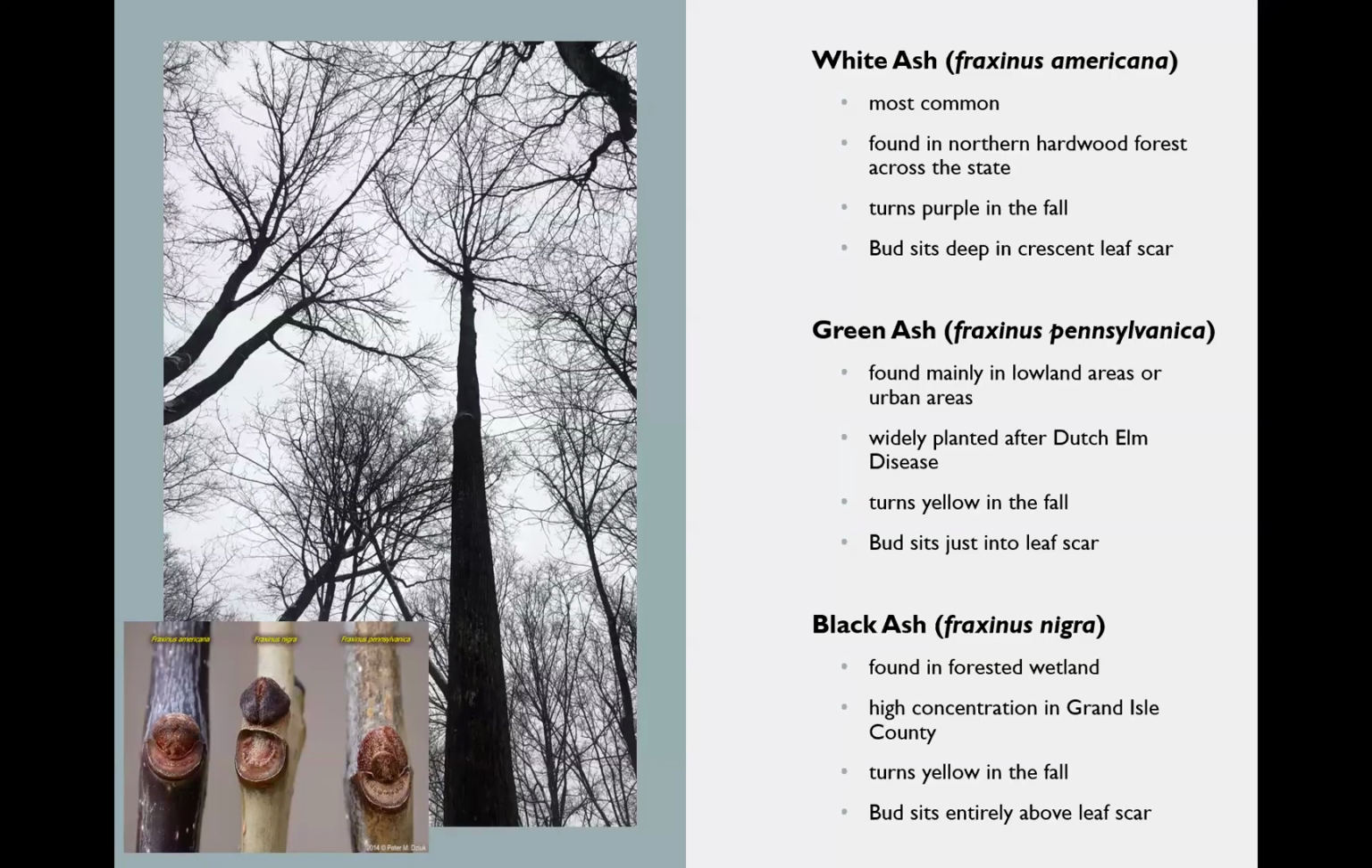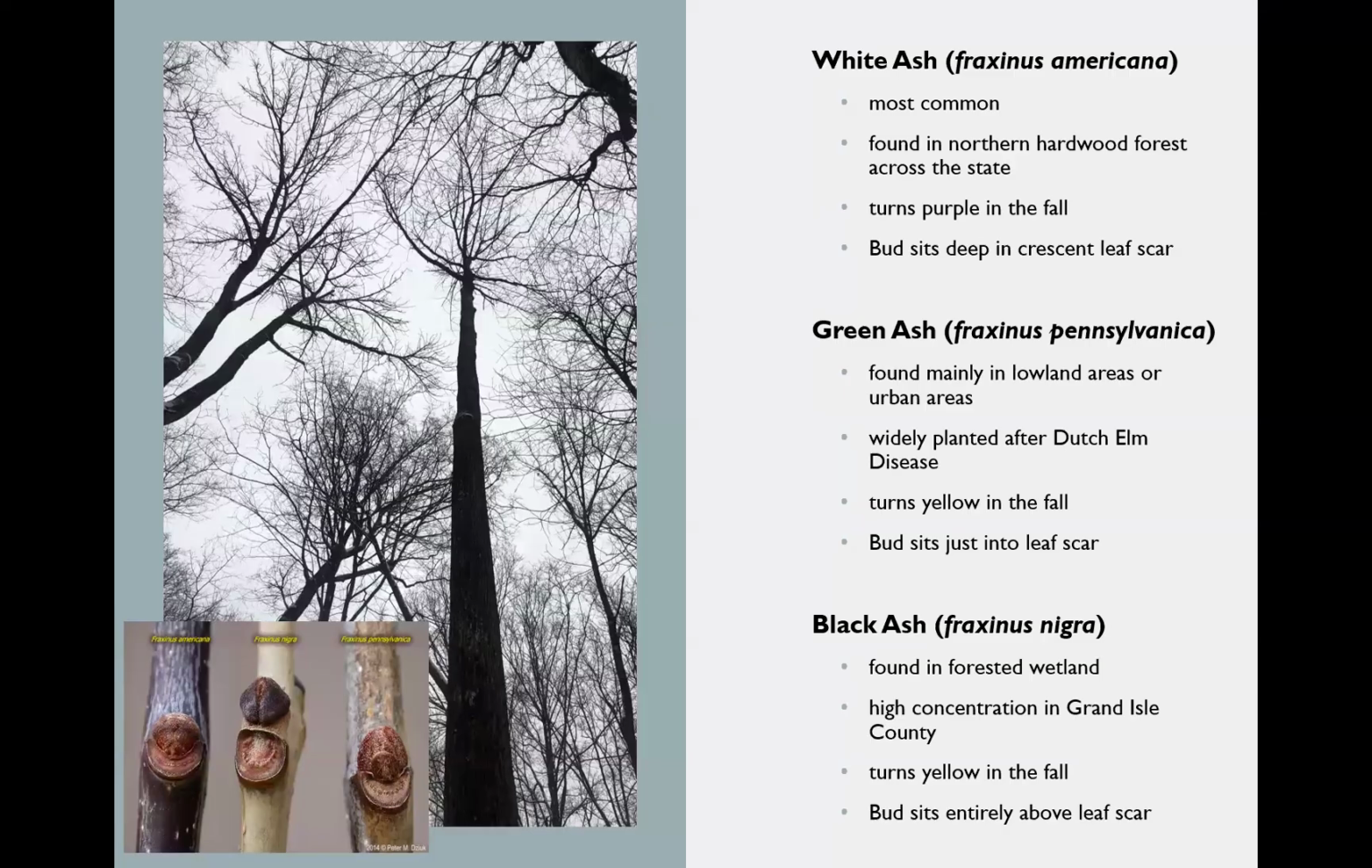Then we have green ash, which is in sort of lowland areas or often planted in urban areas. And then we have black ash, which is not found very widely distributed, but where it is, it's in really high concentrations. So it's in forested wetlands. And there are a few ways here to identify the different kinds of ash.